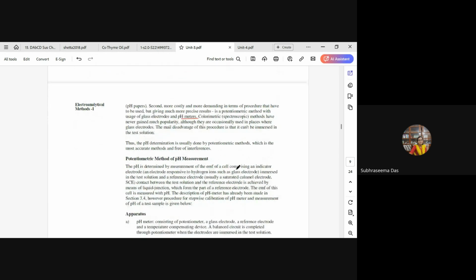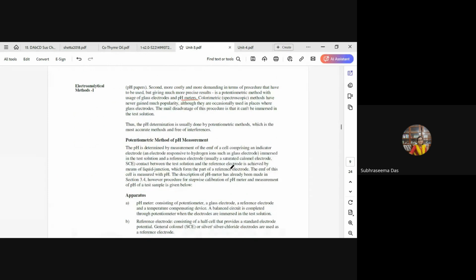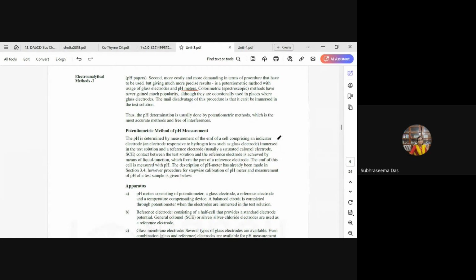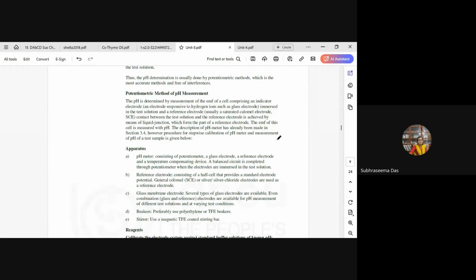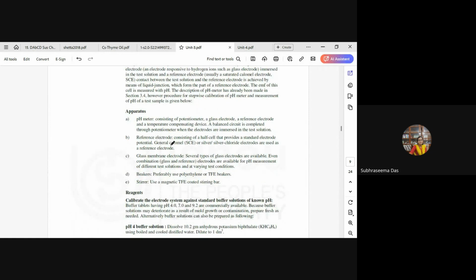So here we will start with the potentiometric method of pH measurement. The pH is determined by measurement of the cell EMF, which contains the indicator electrode immersed in the test solution, and the reference electrode, that is SCE, which remains in contact with the test solution via the LJP, that is the liquid junction. The EMF of this cell is measured with the pH, and the pH description we have already studied. The process of how to measure pH has been elaborated here.